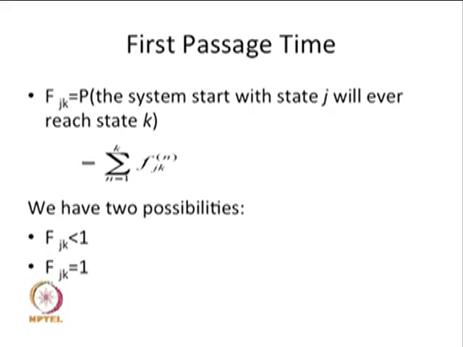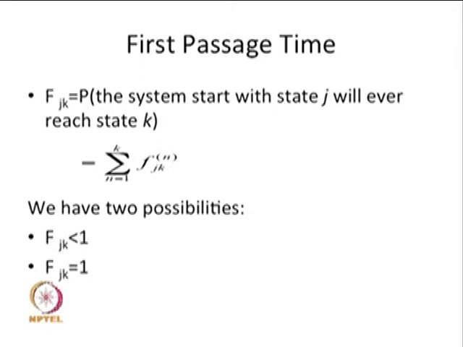Now, I am going to give the next concept called the first passage time distribution. First passage time distribution is written as f suffix j k. That is nothing but the probability that the system starting with the state j will ever reach state k. So, this probability I am writing as f suffix j comma k.